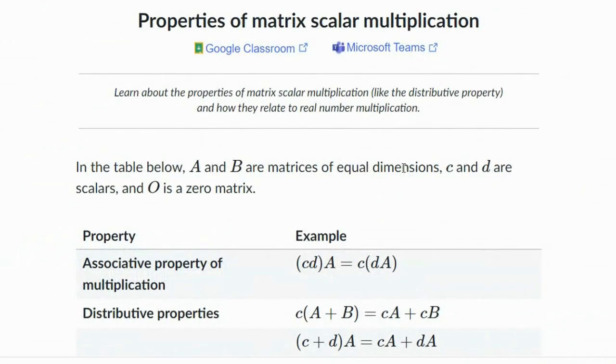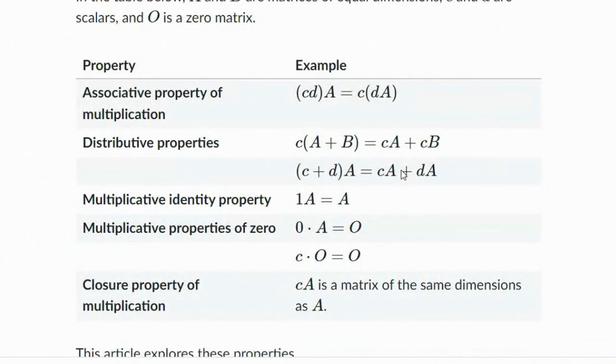Okay, so we're looking at the properties of matrix scalar multiplication. There's the associative property of multiplication, which says C times D times A is the same as taking C times D times A. You can move the parentheses. If we're multiplying three things together, it doesn't matter which two you multiply first. Distributive property, if you have C times, and then A plus B is in parentheses, that means you take C times A and then add C times B, because that's how we distribute. Or if you have the parentheses first, C plus D times A, just take the C times the A and the D times the A and add them together.